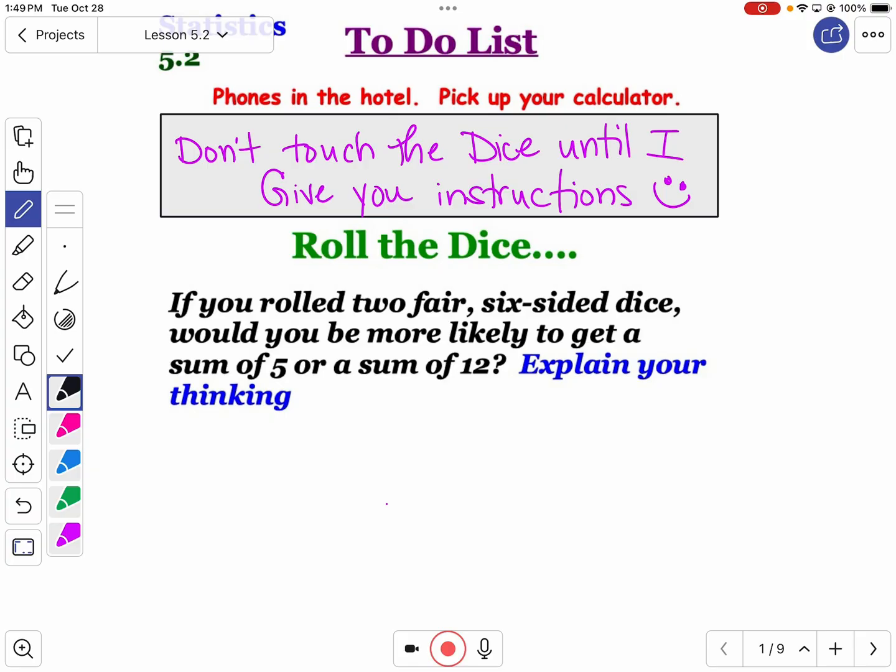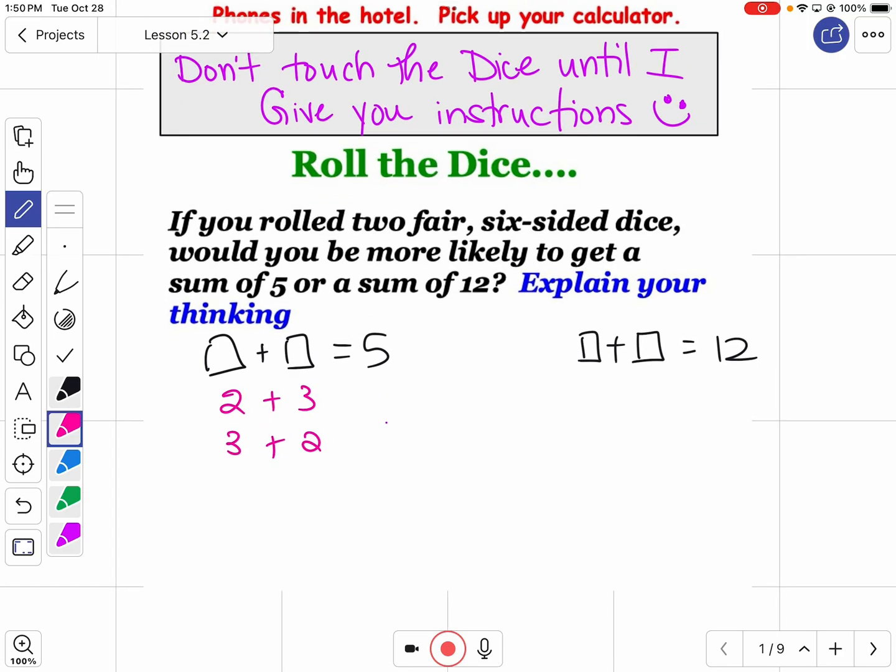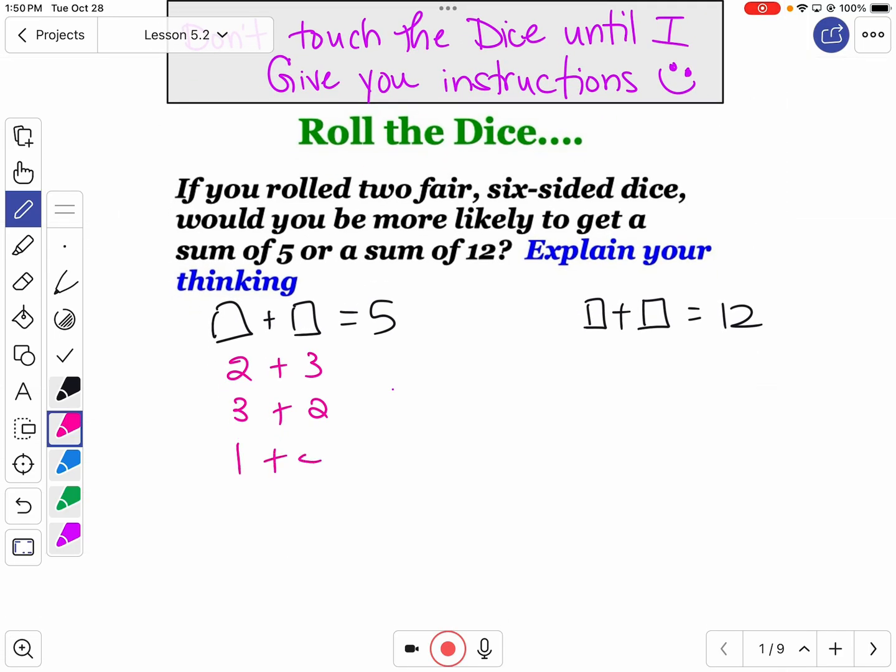If we've got two number cubes and we want to add up to get 12 or to get 5, let's just talk for a second. What numbers on my dice could add up to 5? 2 and 3, so that would work. Could I also do 3 and 2 since they're two different dice? Yeah, we could do that. Anything else? 1 and 4, and then 4 and 1. So that's what would add up to 5.